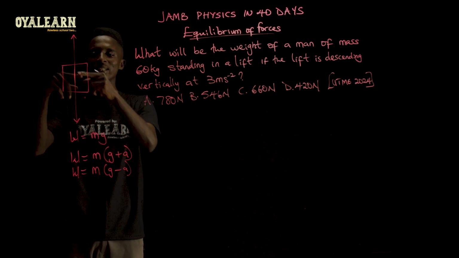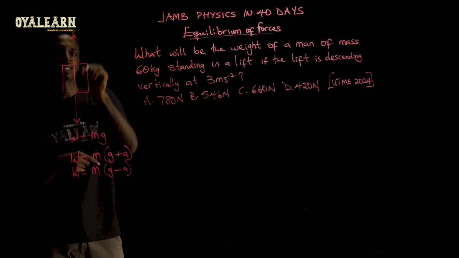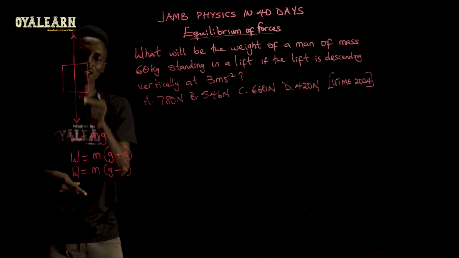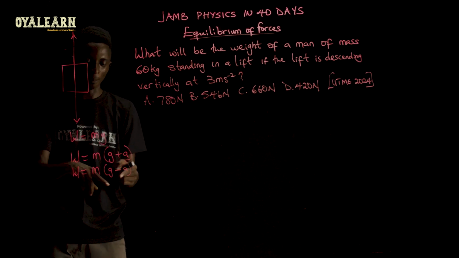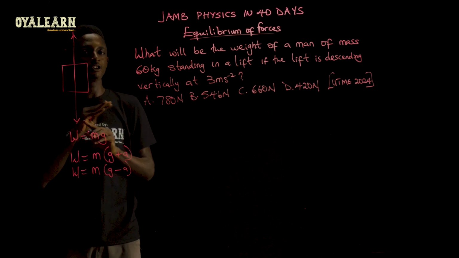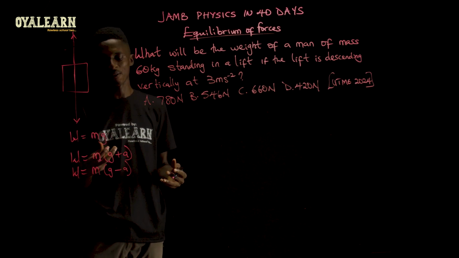This is why we say that when the string holding the lift cuts, this lift will be falling freely under gravity. So the acceleration will be equal to G. If you apply that, you see that G minus G will give you 0. That is why a person will feel weightless in a lift that is falling freely under gravity.